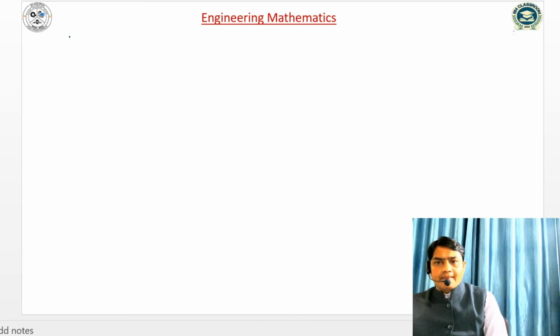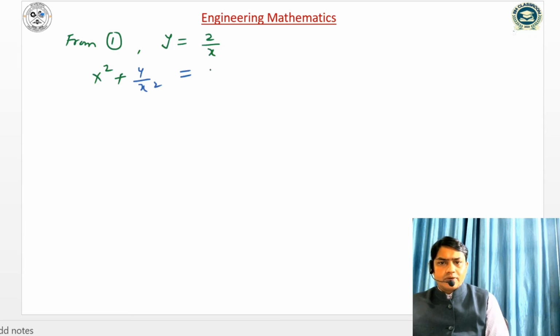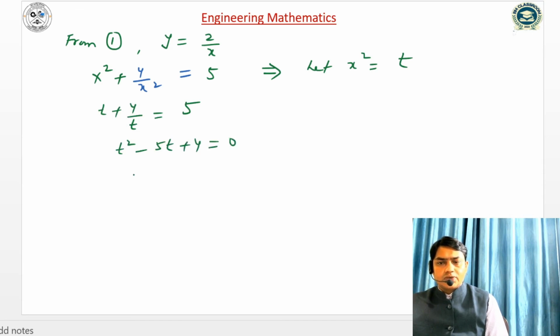So from 1, when y is equal to 2 by x, x square plus y square, so 4 by x square, is equal to 5. So x square plus 4 by x square is equal to 5. Now we can assume let x square is equal to t. So we can write t plus 4 by t is equal to 5. So it is t square minus 5t plus 4 is equal to 0.